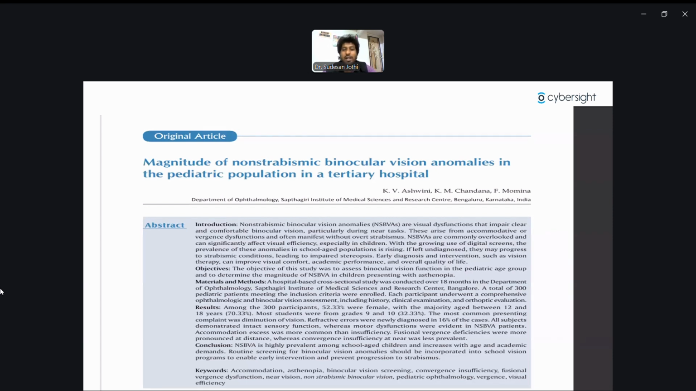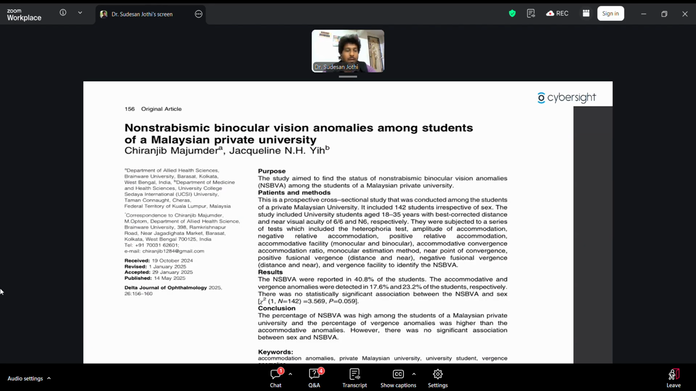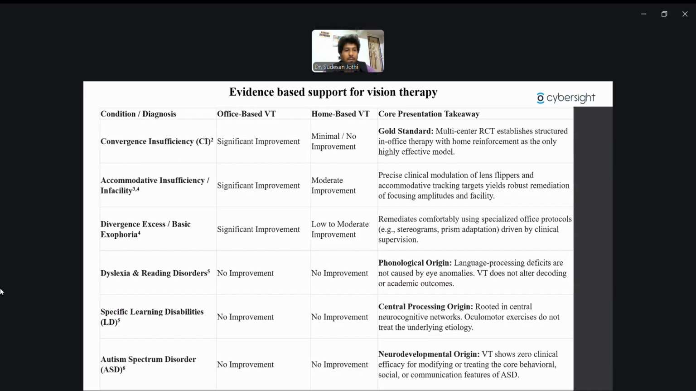Whatever the condition, always start with accommodation therapy and stabilize the accommodation first, then start with vergences, because therapy should always begin with accommodation. As a clinician, our treatment decision should always be evidence-based.